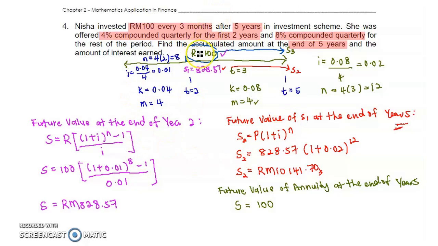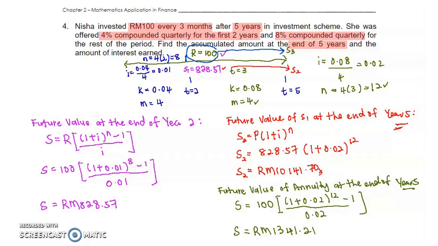Okay, now the annuity just now is along 5 years, right? But just now we only calculated at the end of year 2. So we have another 3 years of annuity here. We need to calculate separately, okay? Because just now the rate is different. So use the annuity formula: 100 multiplied by 1 plus I, which is 0.02, to the power of n, so n will be 12 because of another 3 years, minus 1, divided by I, which is 0.02. If we calculate this one, we will get 1341.21. Okay, this is the value at the end of year 5.